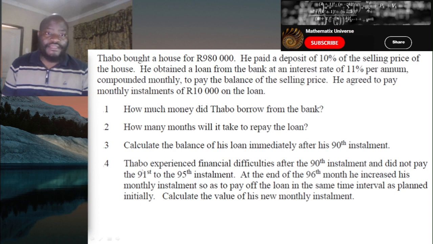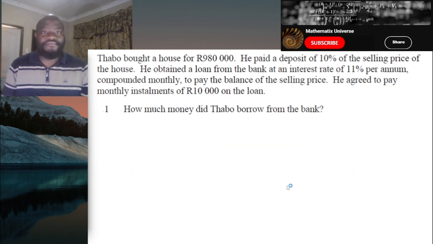Then number 4 says, Tabo experienced financial difficulties after the 90th installment and did not pay his 91st to the 95th installment. At the end of the 96th month, he increased his monthly installment so as to pay off the loan in the same time interval as planned initially. Calculate the value of the new installment. All right, so let's start.